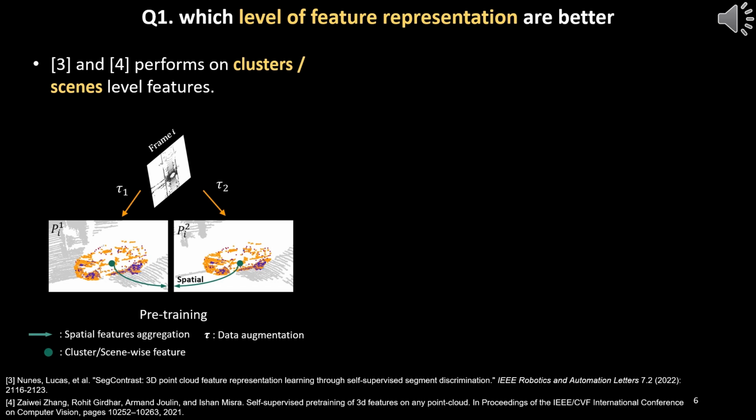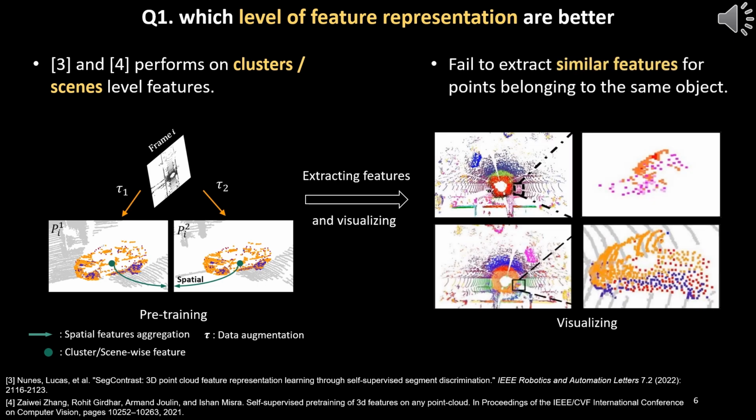SegContrast and DepthContrast take clusters or scene instances as positive samples. They aggregate spatial information of a region during pre-training, but lack constraints on the features of each point. We use a SegContrast pre-trained model to extract features for a point cloud frame and use k-means to cluster these features. We visualize the points by coloring them according to the clusters, which means points with the same color are adjacent in feature space. The figure shows that colors in one object are divided into different colors. This indicates that the points from the same category can be distant in the learned feature space.